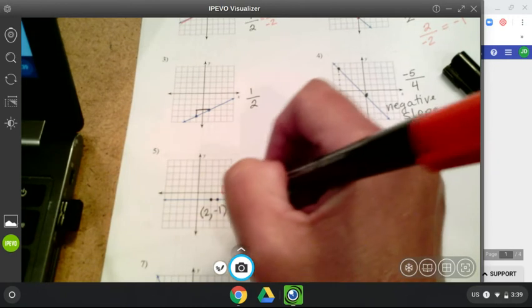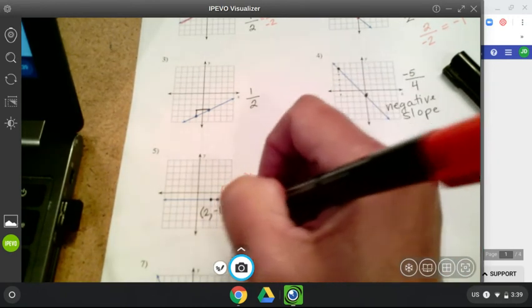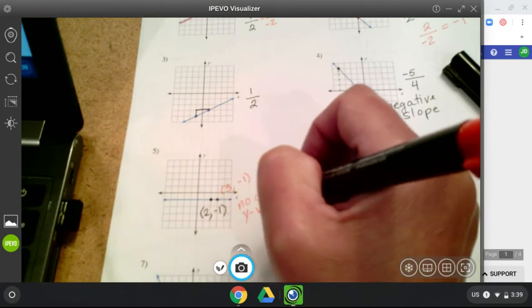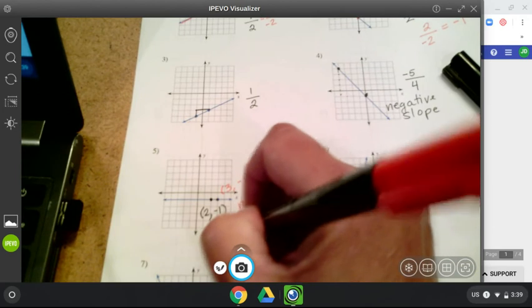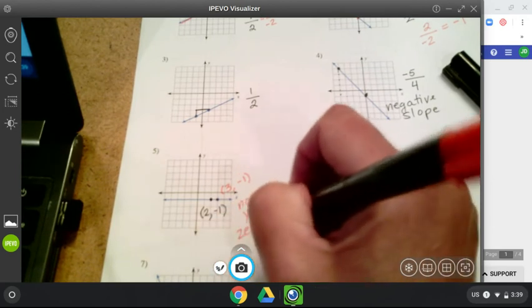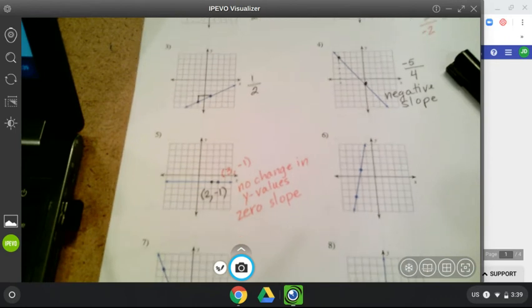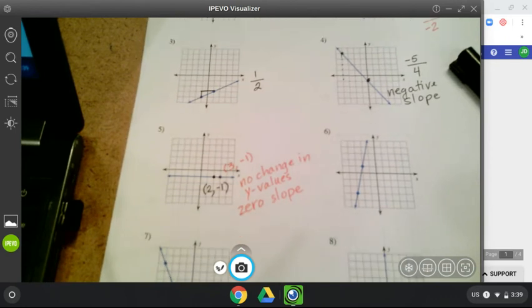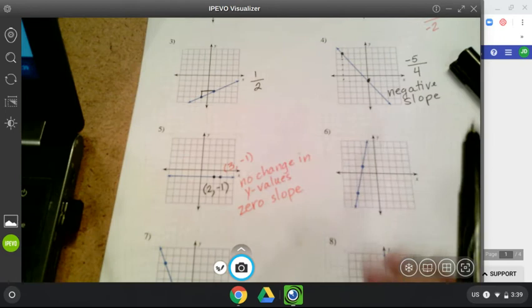So I'm going to write no change in y values. That's a straight line or a zero slope. So think of it as flat. You're not going uphill, you're not going downhill. It's flat. You're not changing at all in the y values, which are these that are going up and down or vertical.